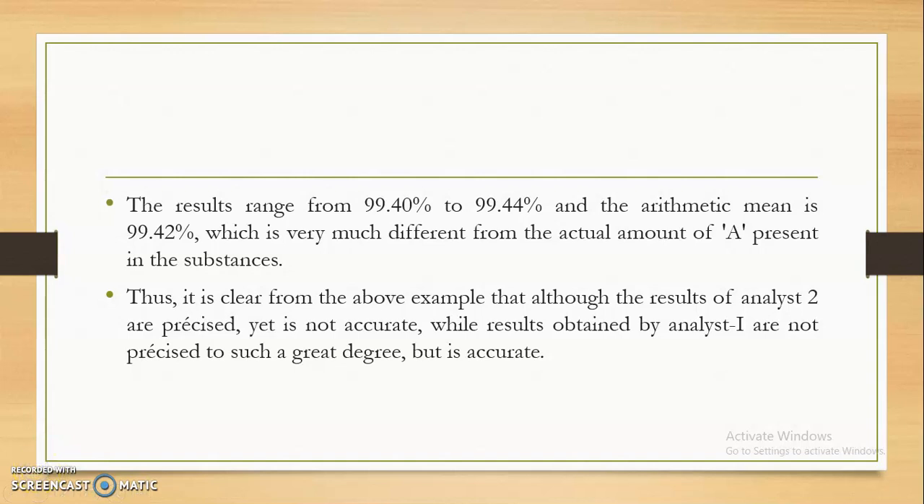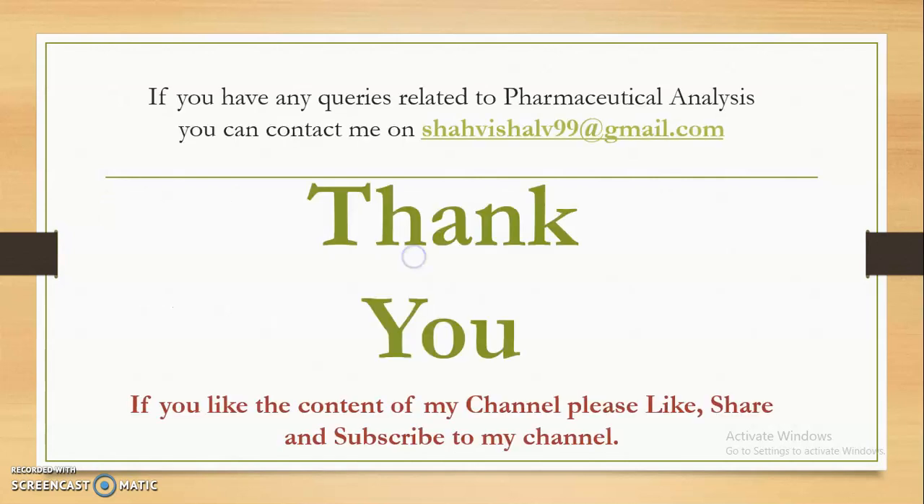So how are we going to decide the precision? If the three or four different readings that we have taken are closer, like in this case where we are getting the results 99.40, then 99.42, 99.42 and 99.44, these results are said to be more precise, but they are not accurate because they are too far away from the true value. So in this way, with the help of examples, we can study the difference between accuracy and precision. So here we have completed our session.